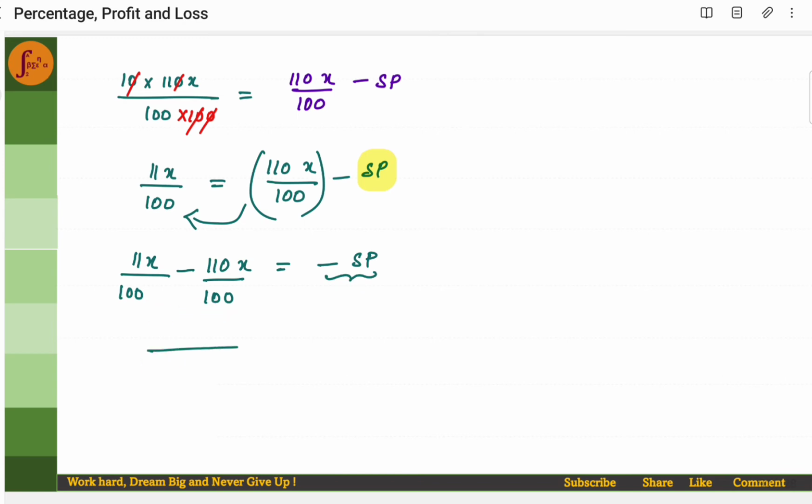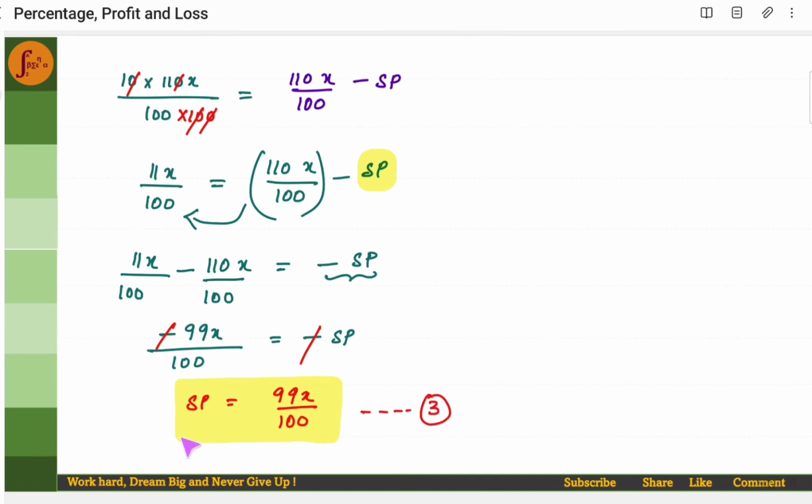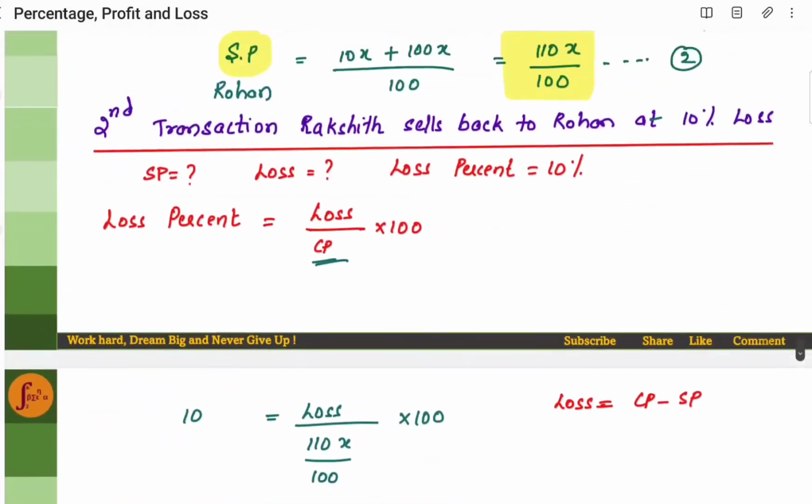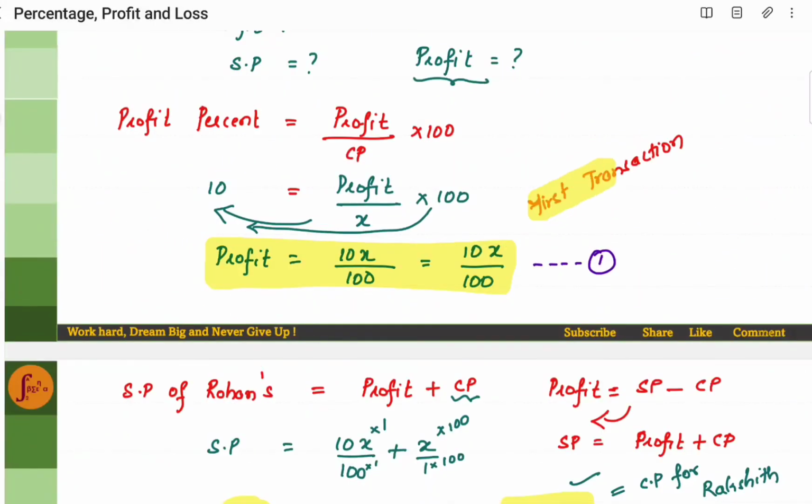Common denominator is 100, so I can subtract: 11x minus 110x is minus 99x. This is equal to minus selling price. Minus and minus will get cancelled, so I'll be left with selling price is equal to 99x by 100. Let's call this equation 3. So we got the selling price of Rakshith selling to Rohan. We found the first transaction's profit. This is the profit from the first transaction.